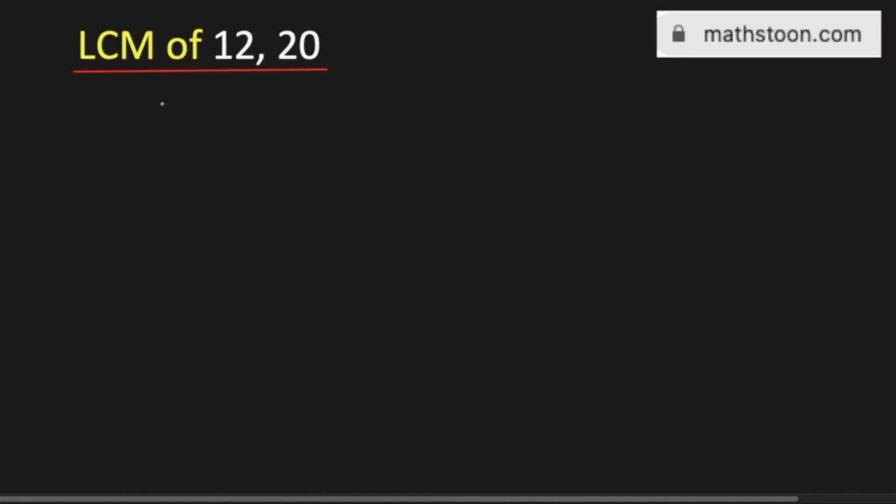In this video, we will find the LCM of 12 and 20. We will use the division method. We will try to divide them by prime numbers. We will start from the lowest prime number, which is 2.